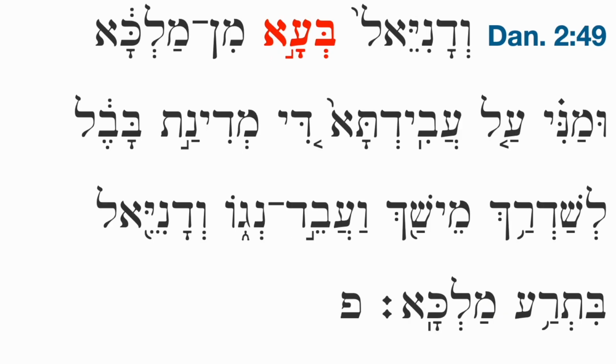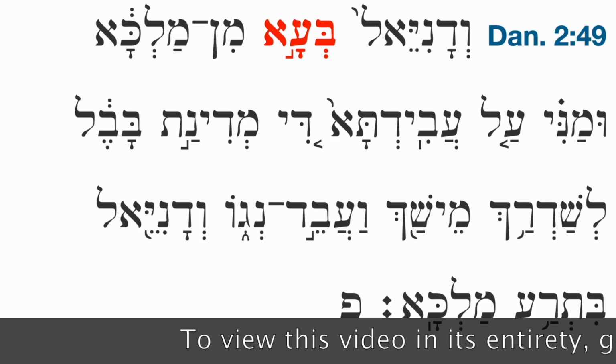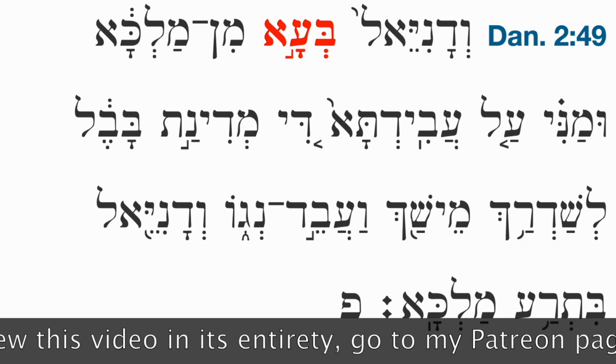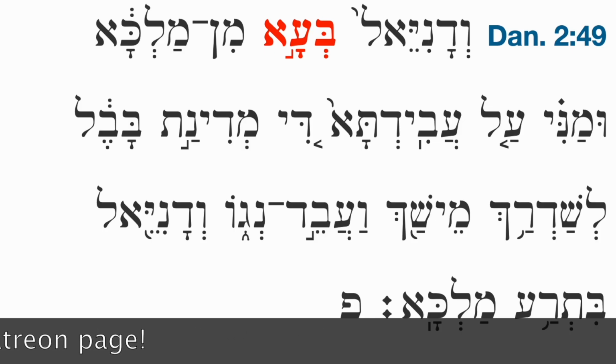Now we get the same verb in Daniel 2:49, but here instead of having a final hey, we get a final aleph. V'Daniel be'a min malka, and Daniel sought from the king.